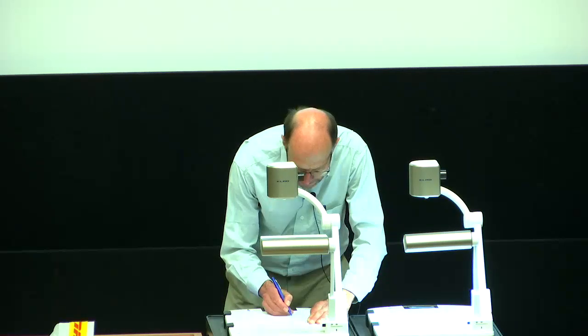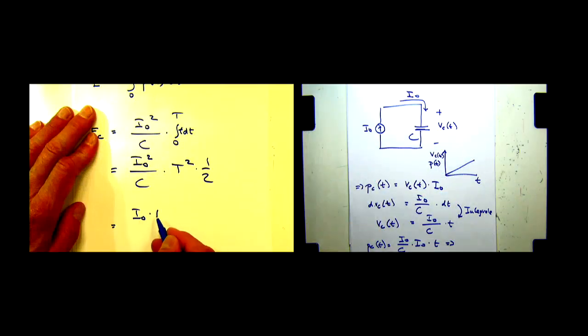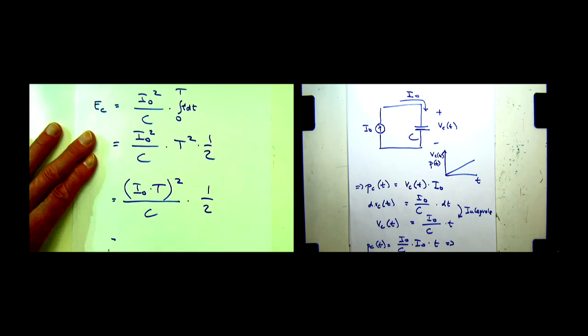So let's rewrite this a little bit. Let's write this as I0 times t squared divided by c times 1/2. Okay? This is identical, right? But now, what is I0 times t? Well, charge is the integral of current. So I0 times t is simply the charge that I delivered to the capacitor. If the capacitor was initially discharged, this is precisely the amount of charge that is now on the capacitor.